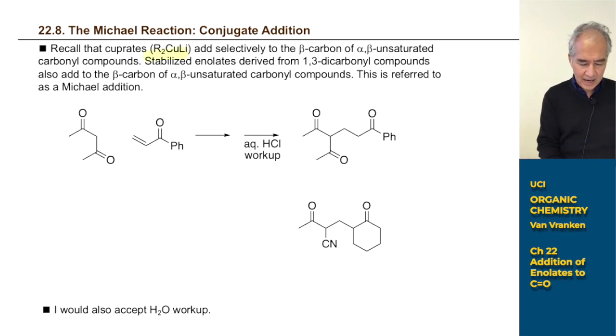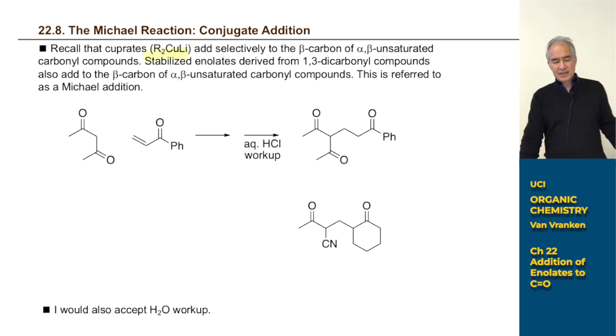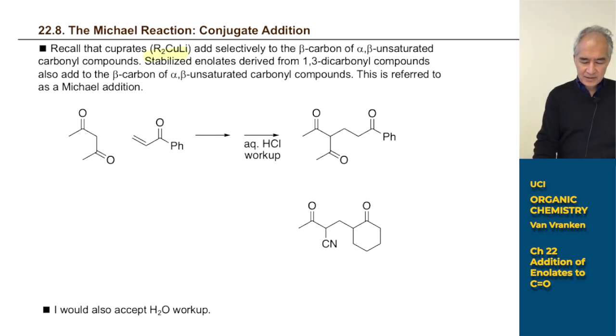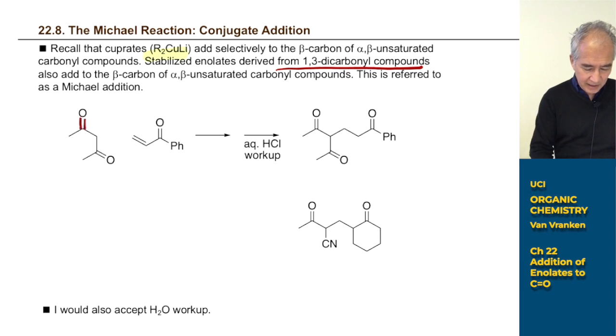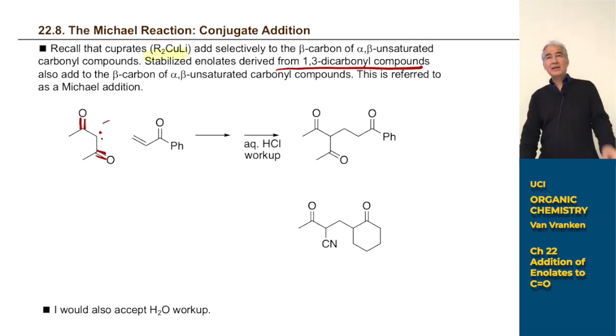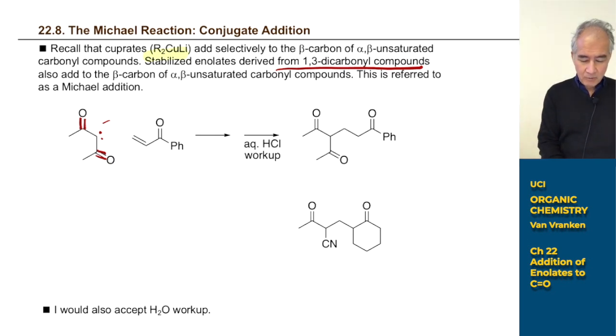But of course, I hope you know that you could add cuprates in here to this beta carbon of an enone. But it turns out that stabilized enolates can also add. And what do I mean by stabilized enolates? Highly stabilized enolates derived from 1,3-dicarbonyl compounds are selective for adding to the beta carbon of an enone. So let's go ahead and check this out. If I have over here a 1,3-dicarbonyl compound and I make an enolate out of this, that's a super stable enolate. That will selectively add to the beta carbon. Not to the carbonyl, but to the beta carbon. A regular enolate with just one carbonyl would add to the carbonyl group of the acceptor.